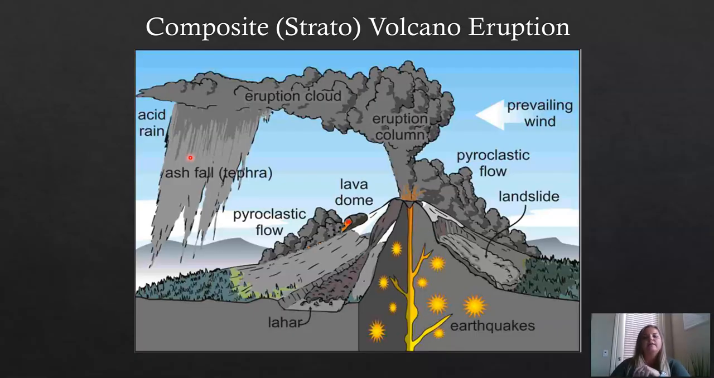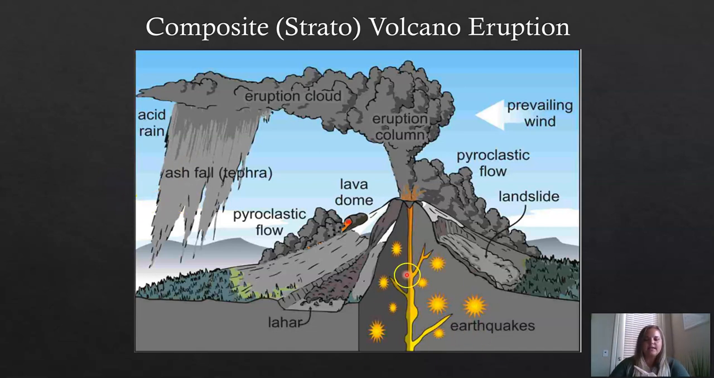Okay, so let's talk about the anatomy of a composite stratovolcano. This is your iconic volcano that most people will talk about. It has a lot of hazards associated, as you can tell from this image. A lot of different things can occur at once, or only some of these things can occur. It really depends on the eruption.